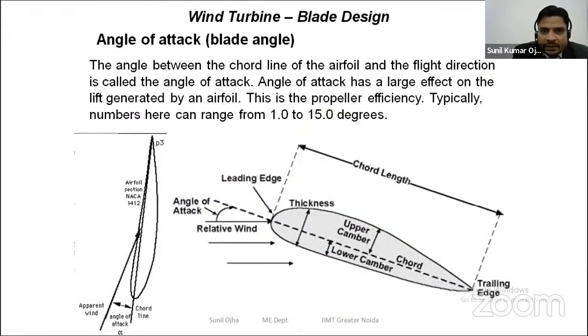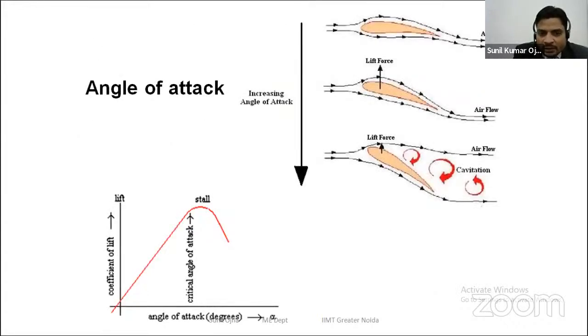So in wind turbine blade design, we have to adjust the angle of attack, which is between the chord line and the direction of wind velocity. The angle of attack we have to adjust ranges from 1 to 15 degrees. So the propeller efficiency typically ranges from 1 to 15 degrees angle of attack. If we increase the angle of attack more, it will stall the wind turbine blade, meaning it will not harness the amount of power. So the optimum level is 1 to 15 degrees.